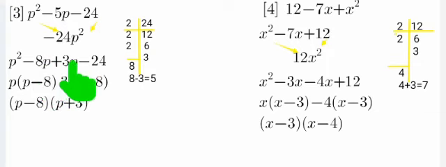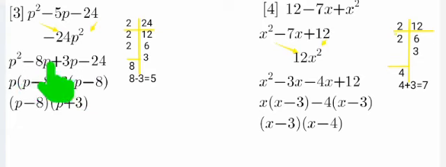If it's 1 that is here, we are just going to put p, just like you see in example 1 and 2. So after doing that, we are going to have p squared minus 8p plus 3 minus 24, just as you can see here.